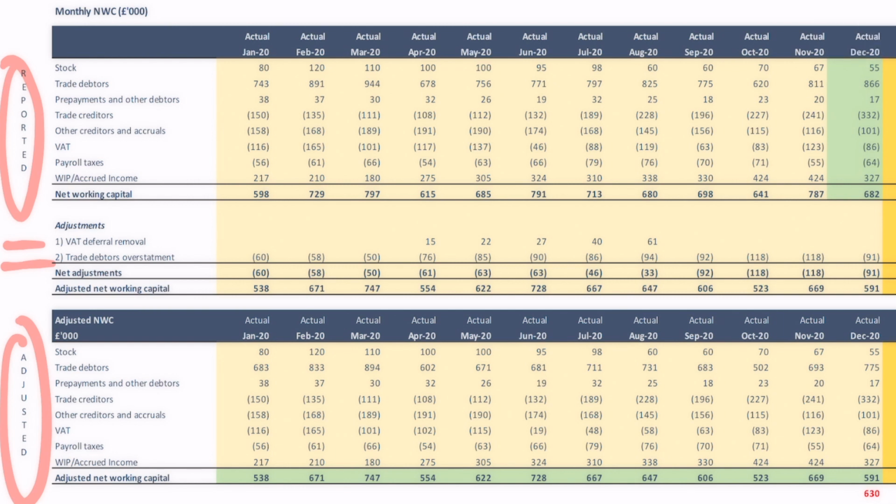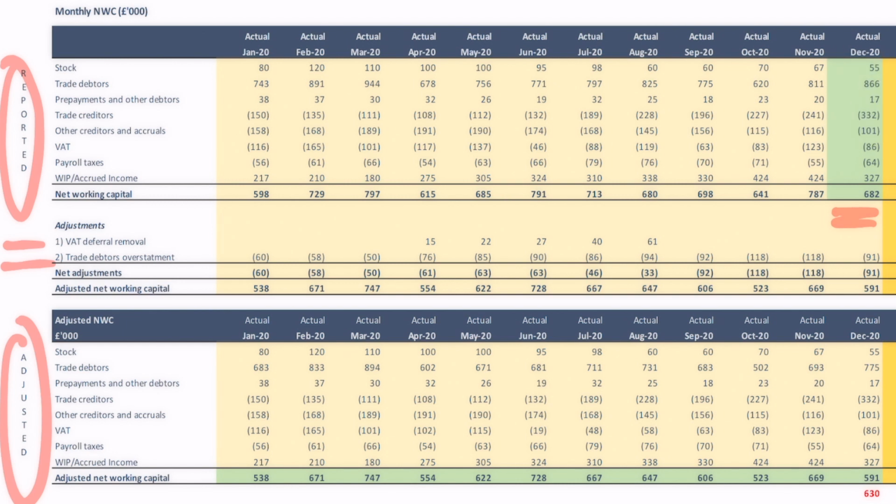So firstly we're going to consider this green column over here, whereby we can see a net working capital position of 682 on a reported basis as at December 20, being the date of completion. And what we're going to do is say, okay, I can see that's primarily driven by my trade debtors of 866 offset by a big trade creditors balance of 332. As I mentioned earlier, typically your trade debtors and trade creditors are going to be two of the largest components. In some businesses, stock will also be important, but in this case, possibly less so.